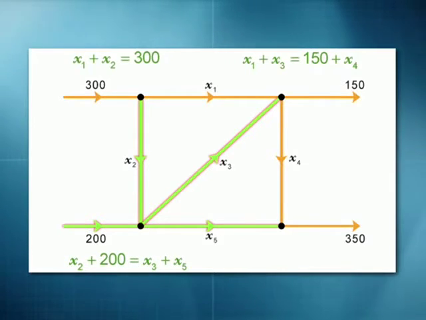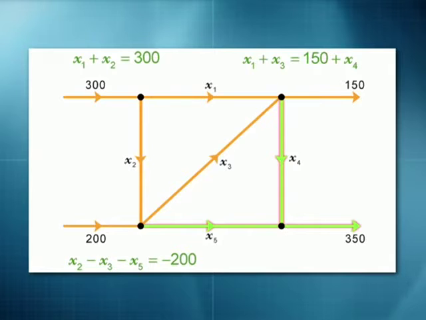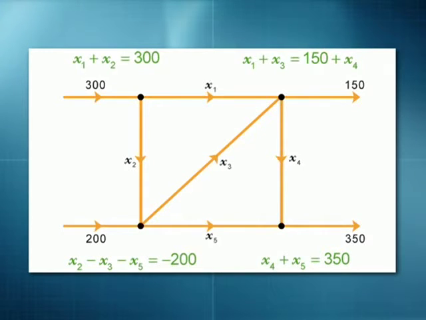And that can be rewritten a little bit. x2 minus x3 minus x5 equals minus 200. And finally, the fourth node, we have x5 and x4 coming in and 350 leaving, so the sum of x4 and x5 has to be 350. Okay, so by analyzing each node here, each corner, we discover that we get equations involving the flow variables x1 through x5. And we can set up a system of linear equations that represent these flow patterns.